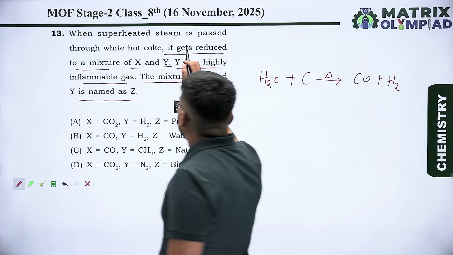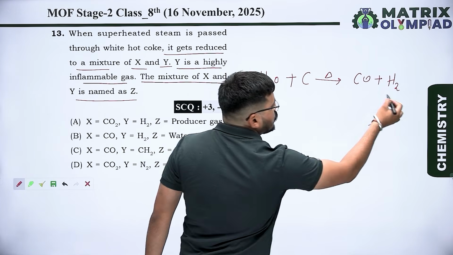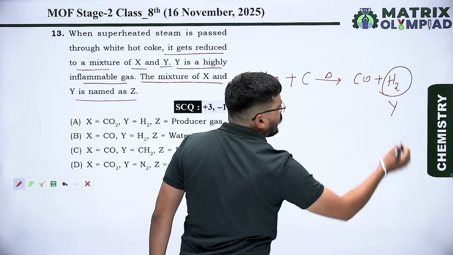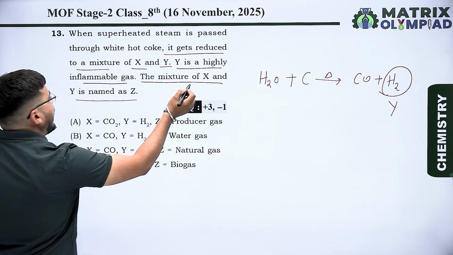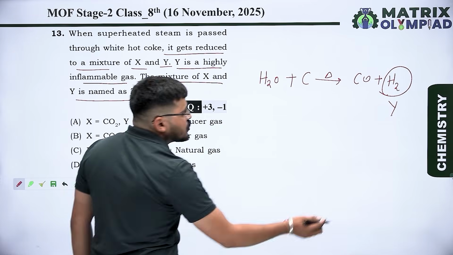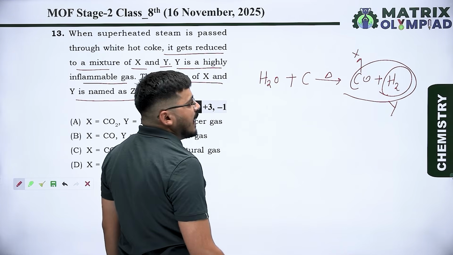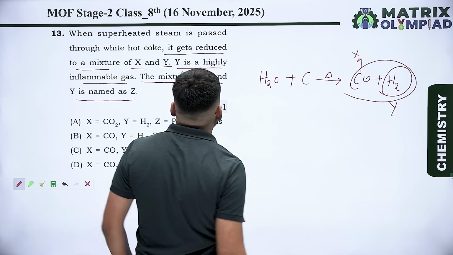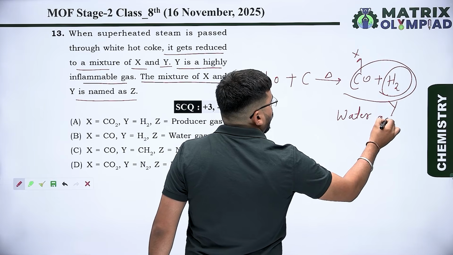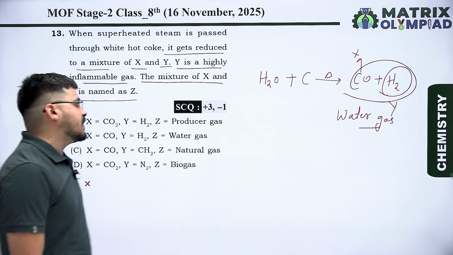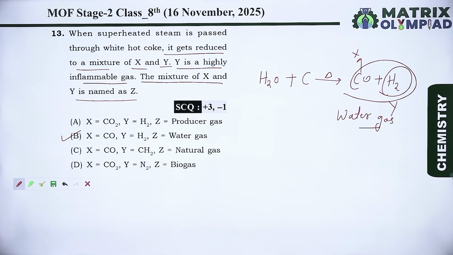So here we have to read further. Y is highly inflammable. We know very well hydrogen is highly inflammable. So our Y molecule is hydrogen gas. Now the mixture of X and Y is named as Z. Carbon monoxide is X. The mixture of X and Y we can call water gas. So according to this, which option is correct? Option number B is correct. So move to the next question.